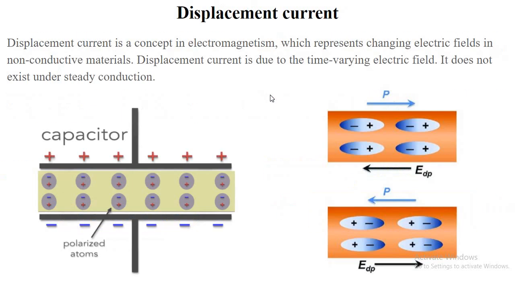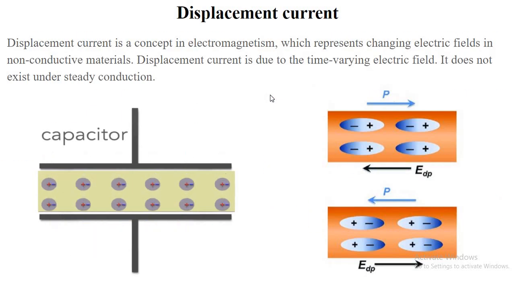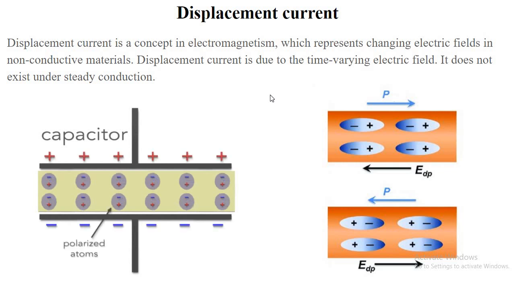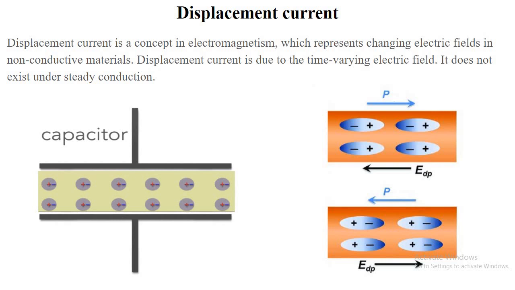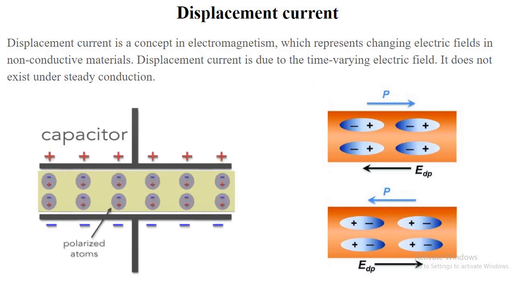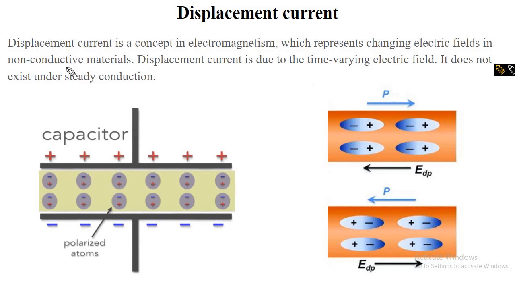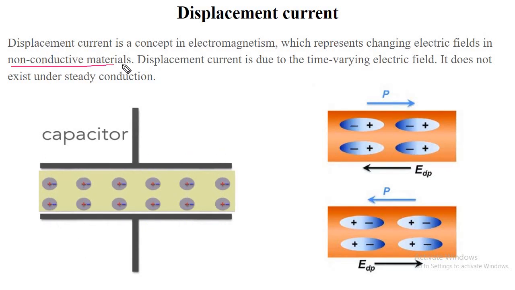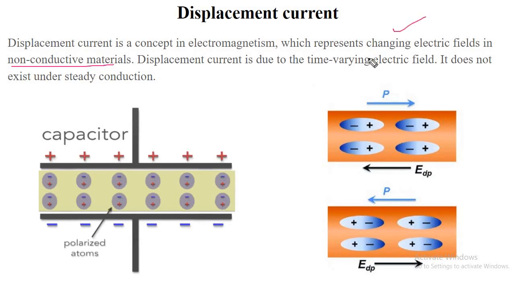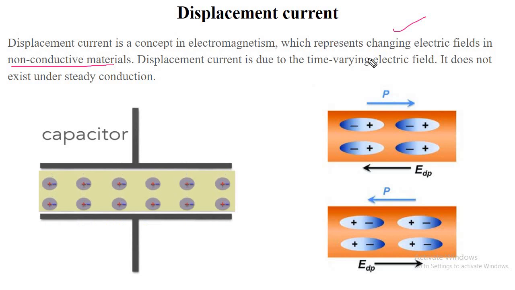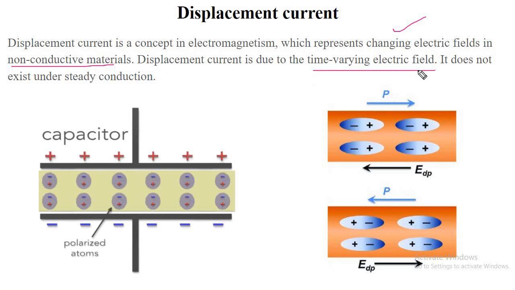Now the next one, displacement current. Displacement current is a concept of electromagnetism, which represents the changing electric field in a non-conducting material, because of time-dependent electric fields applied over there. We get it as time varying. The simple idea about this is a capacitor.